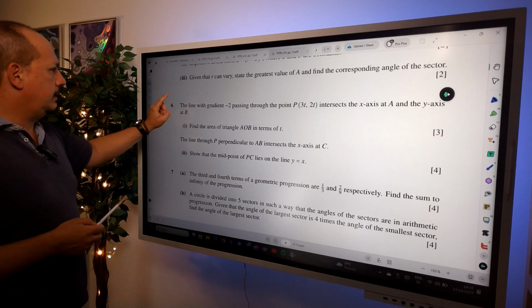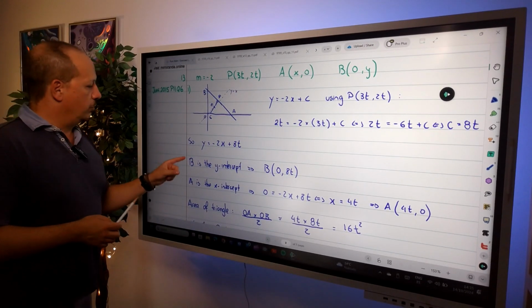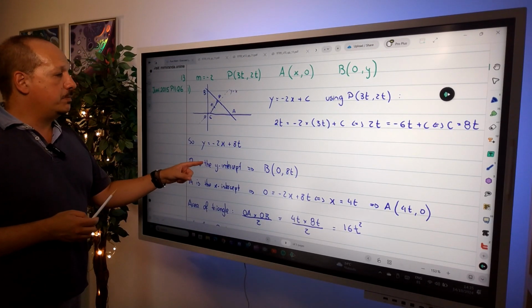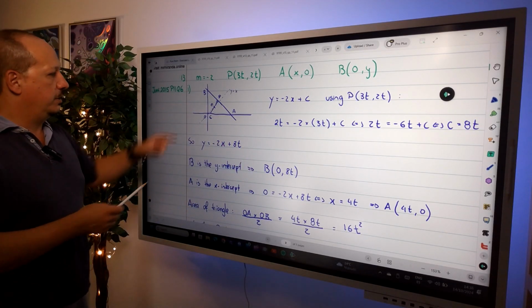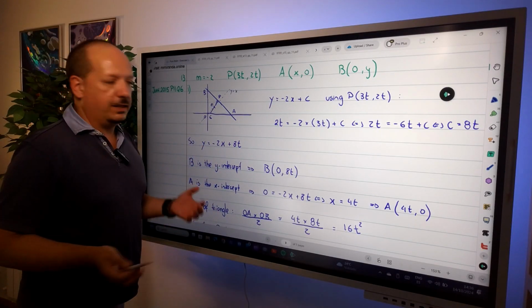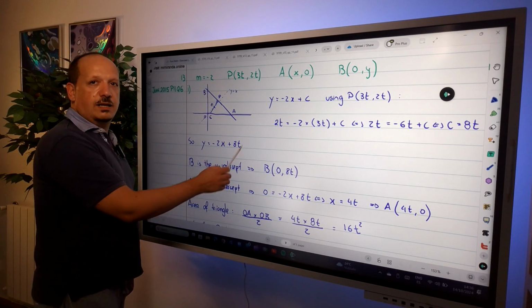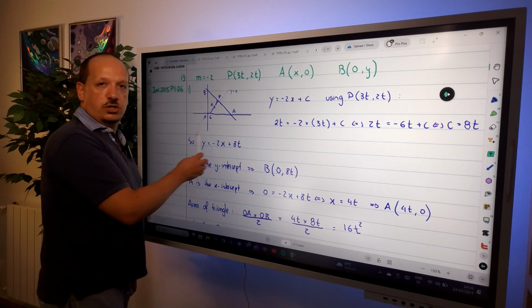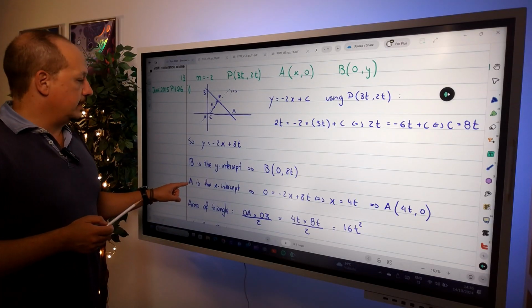Then the area of the triangle. What do you need to know next? You know that B is the y-intercept. So if it is the y-intercept, what is this point over here? The x-coordinate of any y-intercept is 0. The y-coordinate is what you see here in the equation of the straight line. What are the coordinates of point A?